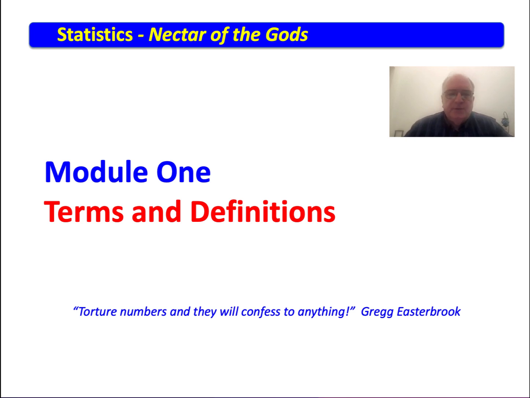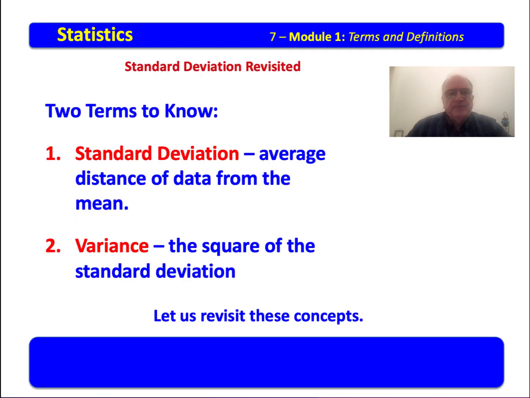We will continue our discussion of standard deviation, and we will revisit it to help you get a little better understanding of what the standard deviation actually is. The standard deviation, as we've described it, is the average distance of the data from the mean. That means that if you take a data set, you add them all together, you get a mean, which is the average, and then you look at how far they differ from the average and average the distance from the mean. That is the standard deviation. And the variance is the square of the standard deviation.